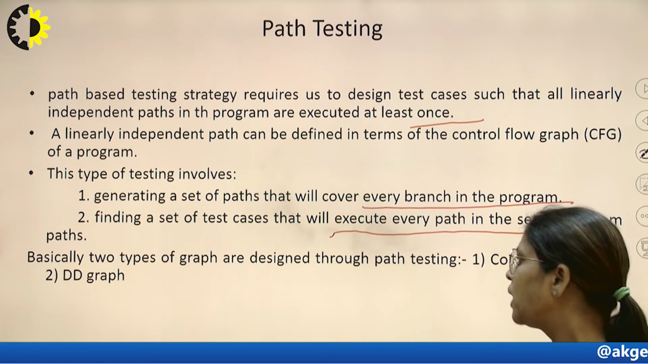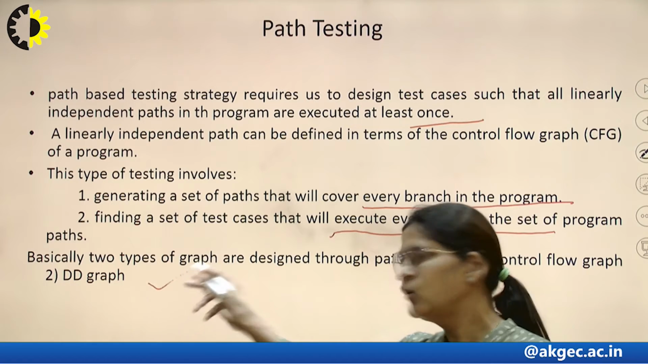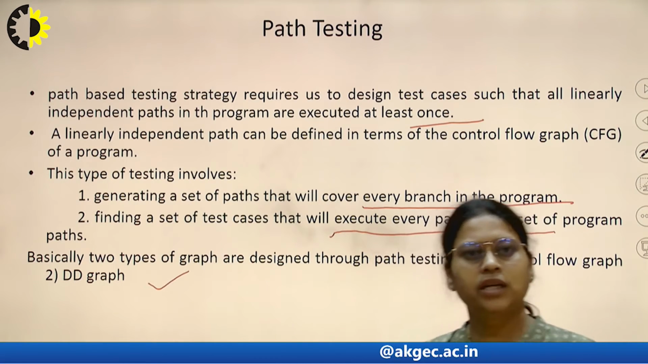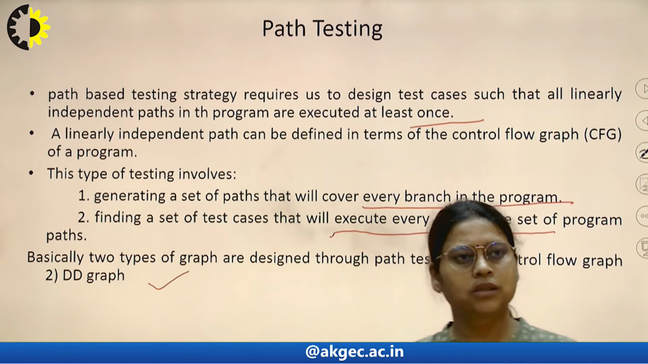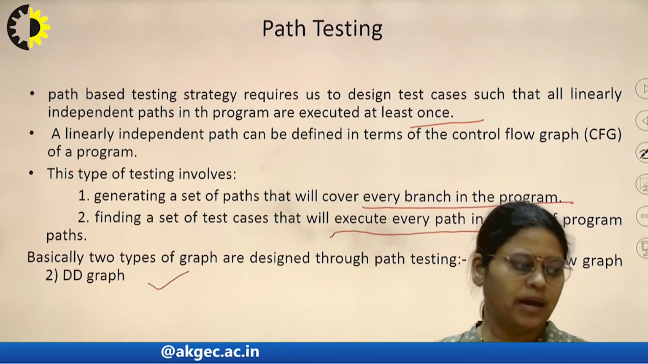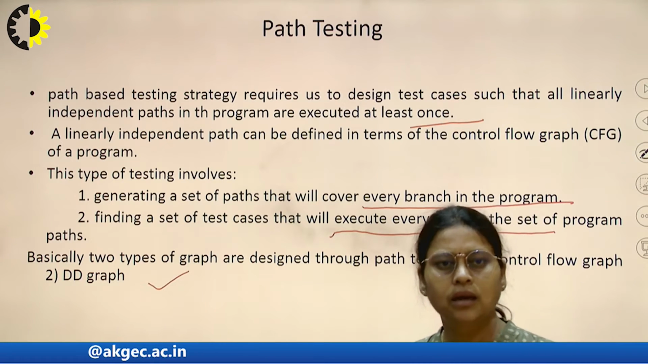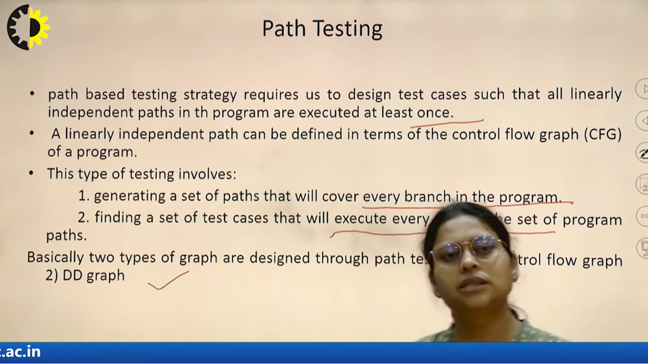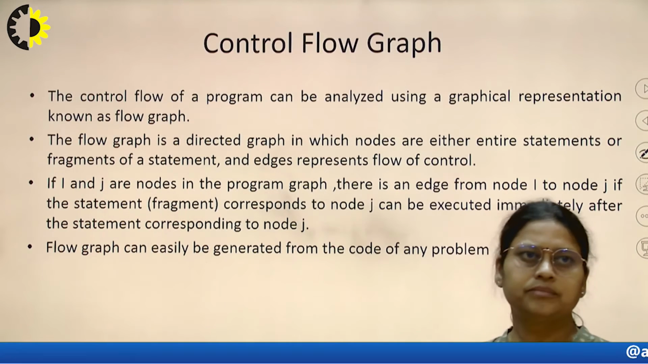Basically, two types of graph have to be designed. One is the control flow graph and the other is the DD graph. The DD graph is just an improved version of the CFG, because in the DD graph we combine the sequence statements together and we start with decisions. So it is a decision to decision graph.